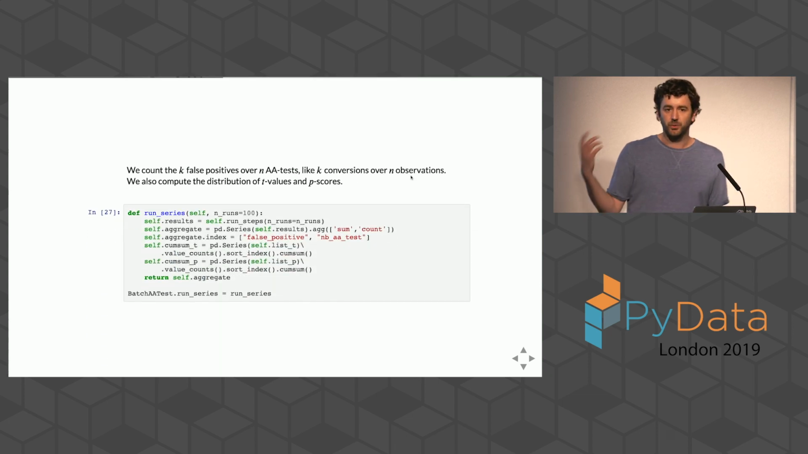And then essentially you aggregate the results from those A/A tests that you did. So the sum of the tests that were significant, those are your false positives, and the number of tests is just the count.